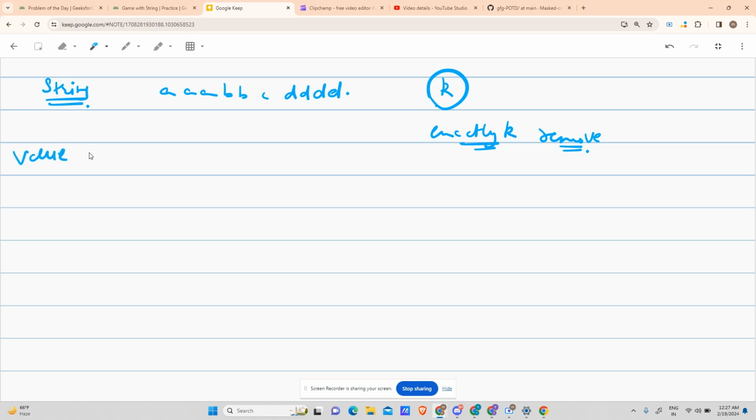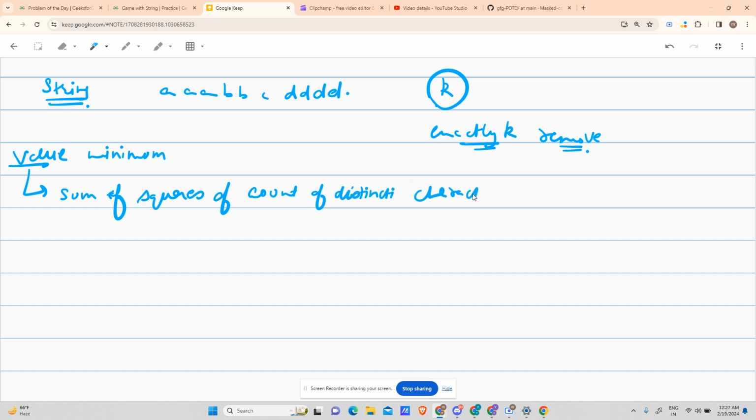Now, what is the value? Value is the sum of squares of the counts of distinct characters. Also, I have given you the example such that all the similar characters are clustered together, but the question doesn't say anything like that. The characters can be jumbled up also. So, the sum of squares of the counts of distinct characters: you can see A is occurring 3 times, B is occurring 2 times, C is occurring 1 time, and D is occurring 4 times.